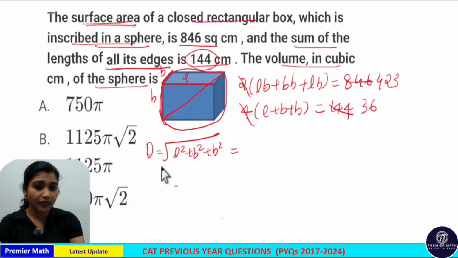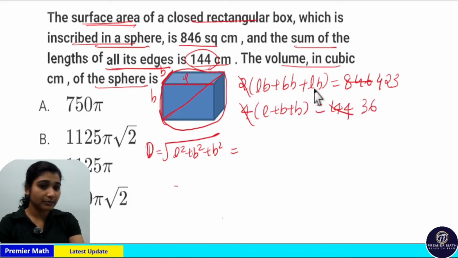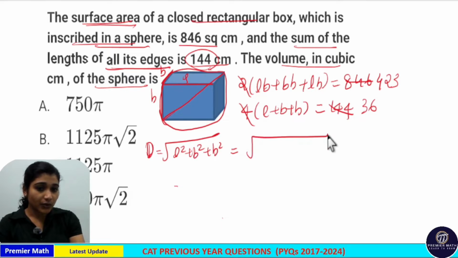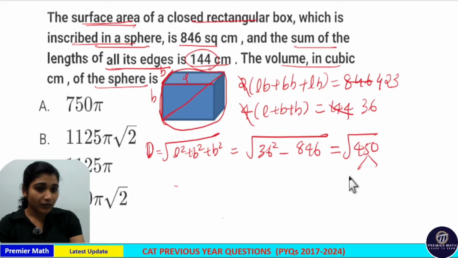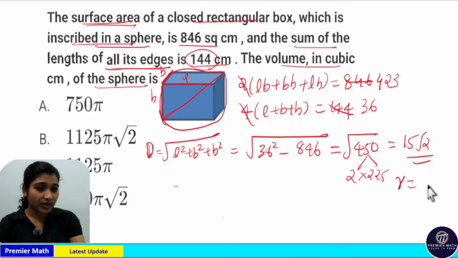Now from this we can find the diagonal. That is, 36 square minus 2 times (LB plus BH plus LH) is equal to L square plus B square plus H square. Then root of 36 square minus 846 will give you the diagonal, root of L square plus B square plus H square, which is equal to root 450. 450 is 2 times 225, which means the diagonal is equal to 15 root 2. If the diagonal is 15 root 2, then the radius is equal to 15 root 2 divided by 2, which is 15 by root 2.